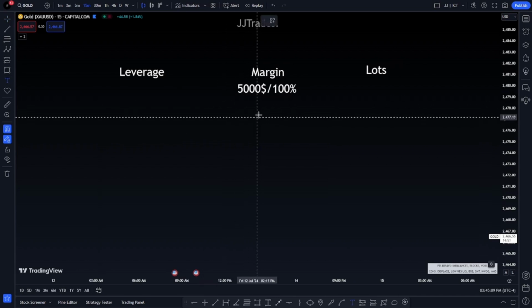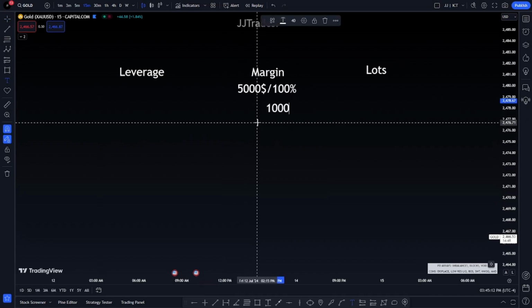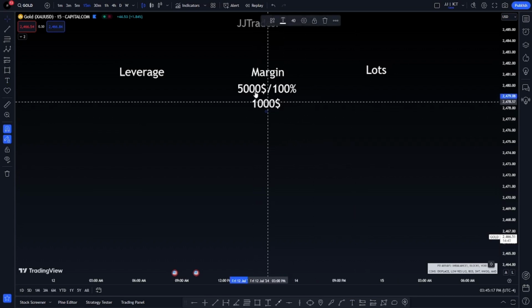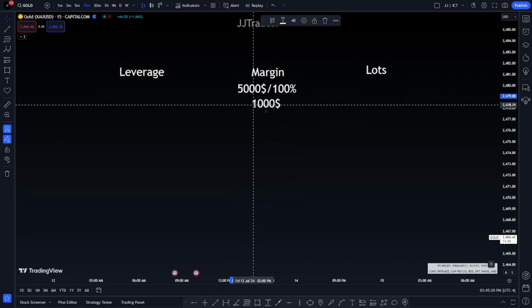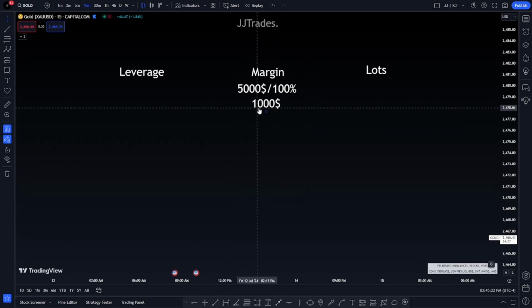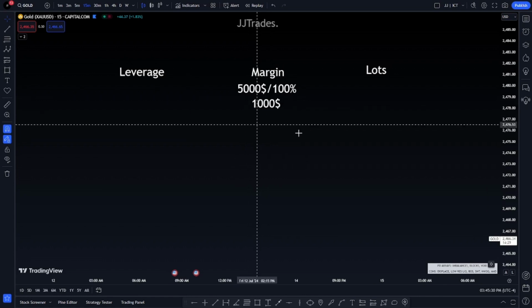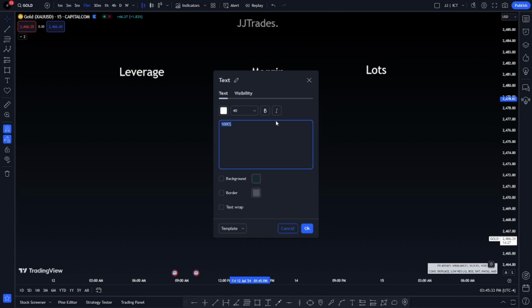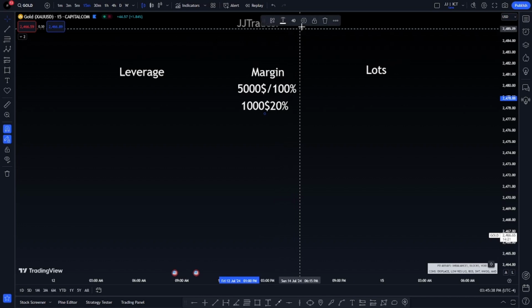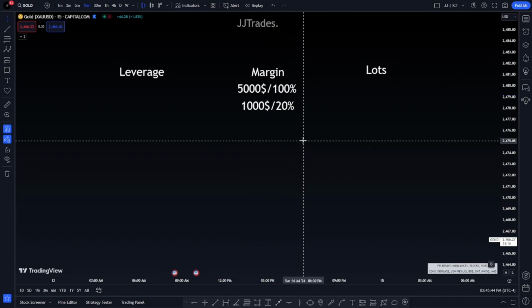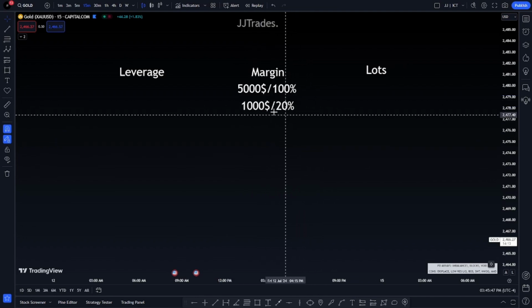So if you use $1,000, you should be smart enough to answer this, but what percent of 5,000 is $1,000? It's 20%. Because if we do 1,000 times 5, it's 20%, 40%, 60%, 80%, and 100%. So you are using 20% of your entire margin with $1,000. Got it? So with $1,000 out of 5K, you are using 20% of your buying power.